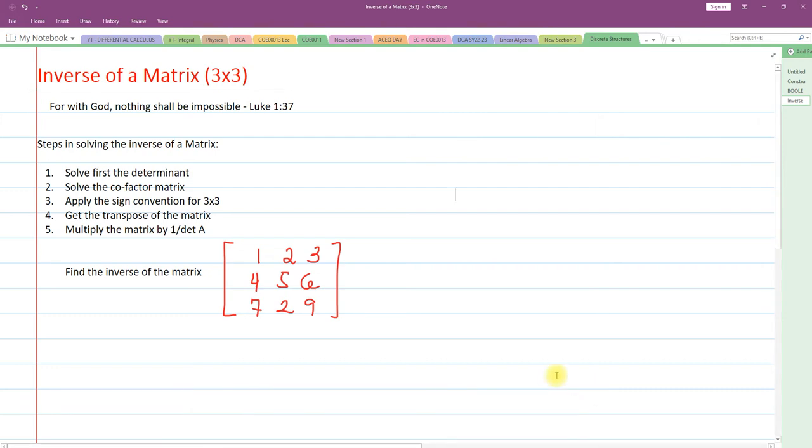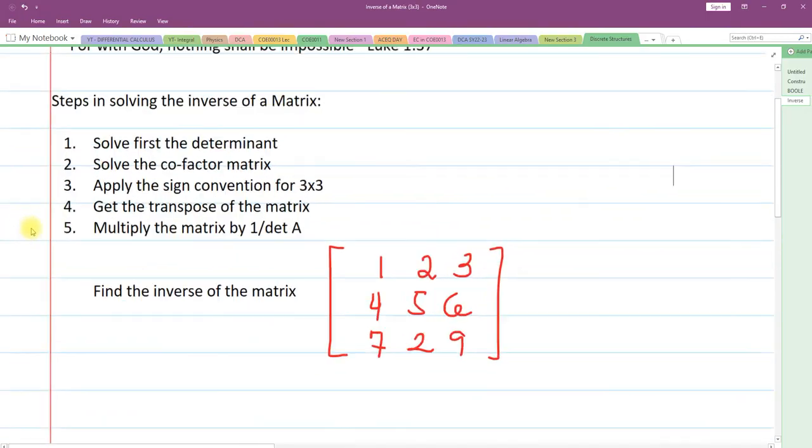Hi, so for today we're going to talk about the inverse of a 3 by 3 matrix, and we're going to solve one problem getting the inverse of a 3 by 3 matrix for this video. What I'm going to teach today is only for the inverse of a 3 by 3. Another discussion will be made for 4 by 4.